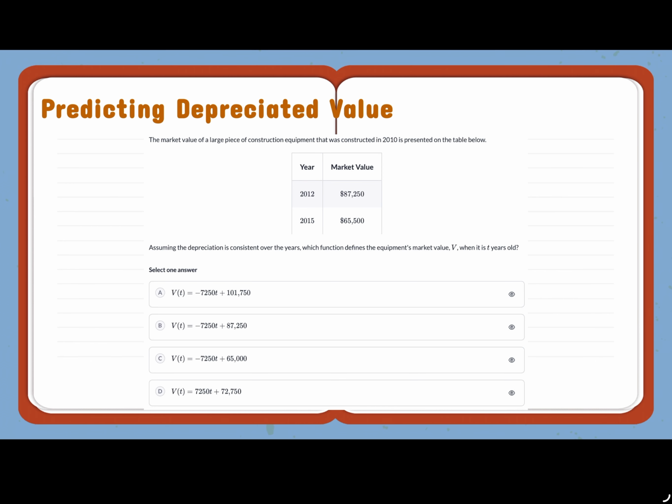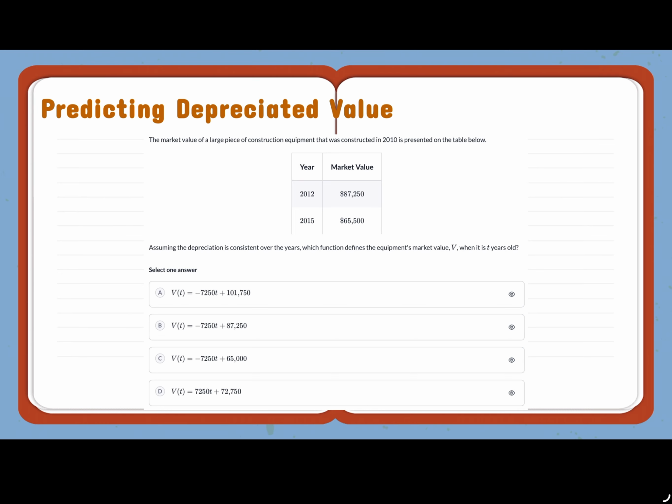So if you look here, we have a market value of a piece of construction equipment, and we can see that it was originally constructed in 2010, and the market value decreases as the years go on. And we have to figure out which function matches the market value v when it is t years old.